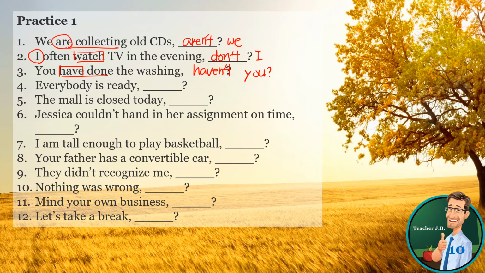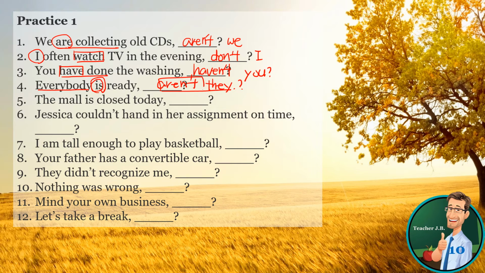Everybody is ready. Okay, this is a little bit tricky. When everybody is the subject, we have to use they. So everybody is ready, and then the negative is aren't they? So this part is singular, but the tag has to be plural, aren't they?